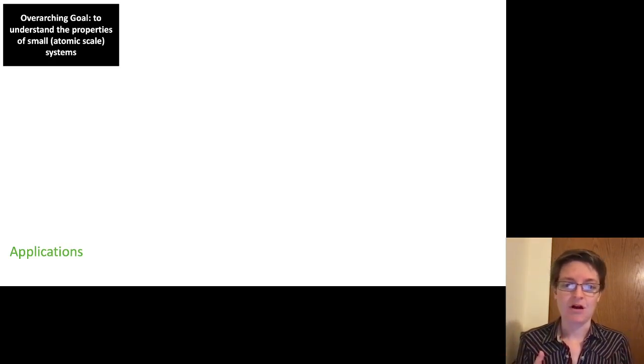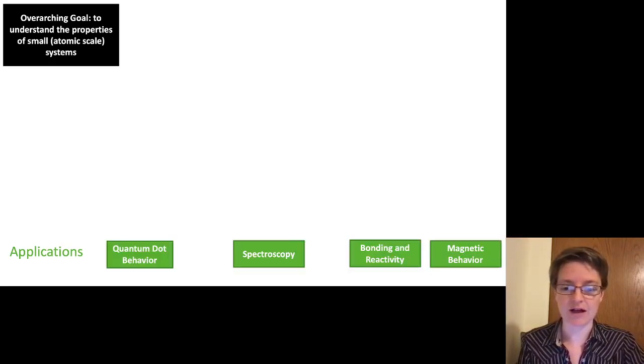As chemists, our overarching goal is to be able to understand the properties of small systems, normally on the atomic scale. And I hope that you've seen through this course that there's a number of applications that chemists might care about where physical chemistry can lend some insight. Examples of these applications that you've seen so far in class are how the behavior of quantum dots works. In our MO unit, we talked a lot about bonding and reactivity, as well as the magnetic behavior of molecules. And coming up later in this last third of the semester, we're going to talk about spectroscopy.